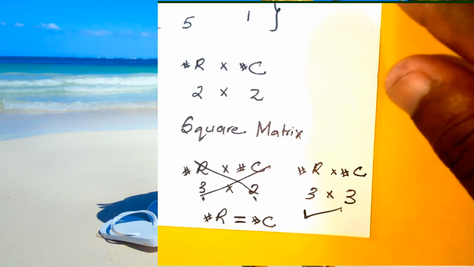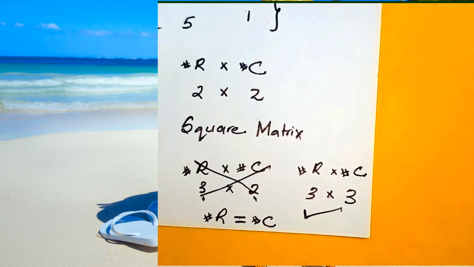And square matrices are very important because they are the only matrices that have a determinant. They're the only matrices that have determinants. And the determinants are going to be very useful in helping us to find the inverse of a matrix, which we'll discuss in a later video.